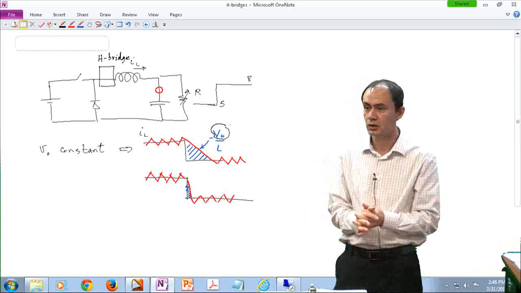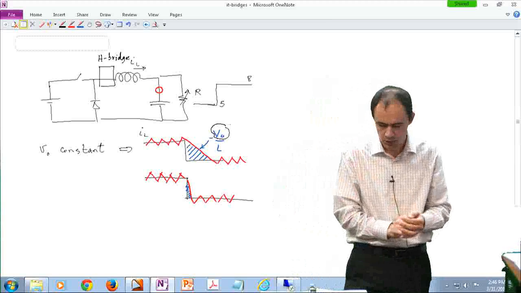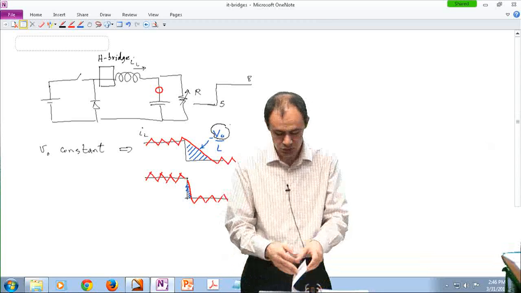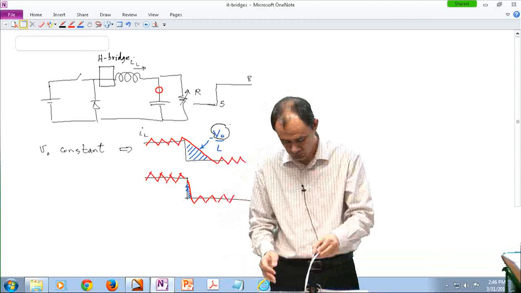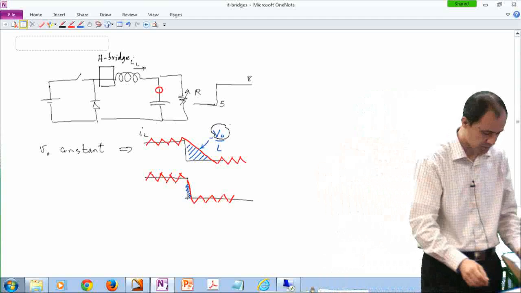There are a lot of researchers working on improving or optimizing the performance of the current mode control, but those are kind of beyond the scope of this class. I just wanted to introduce them to you so you know that some other, fancier approaches exist.